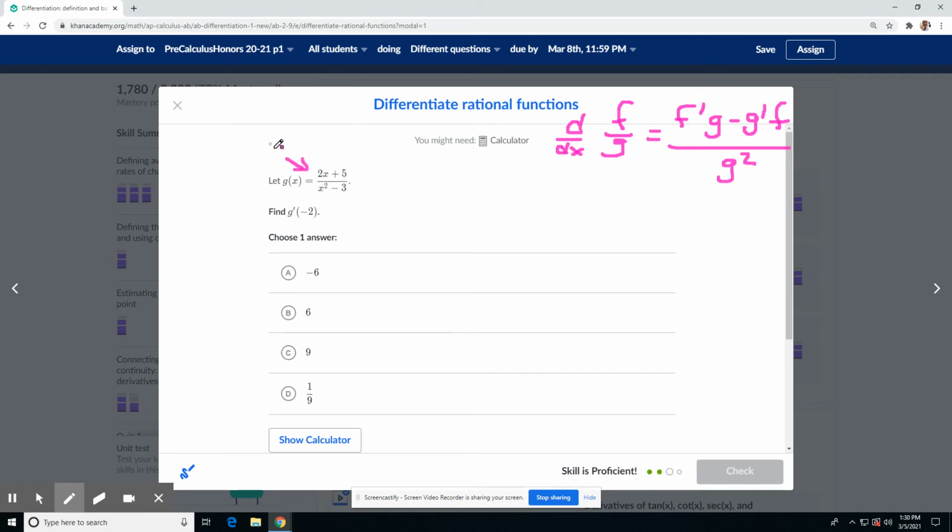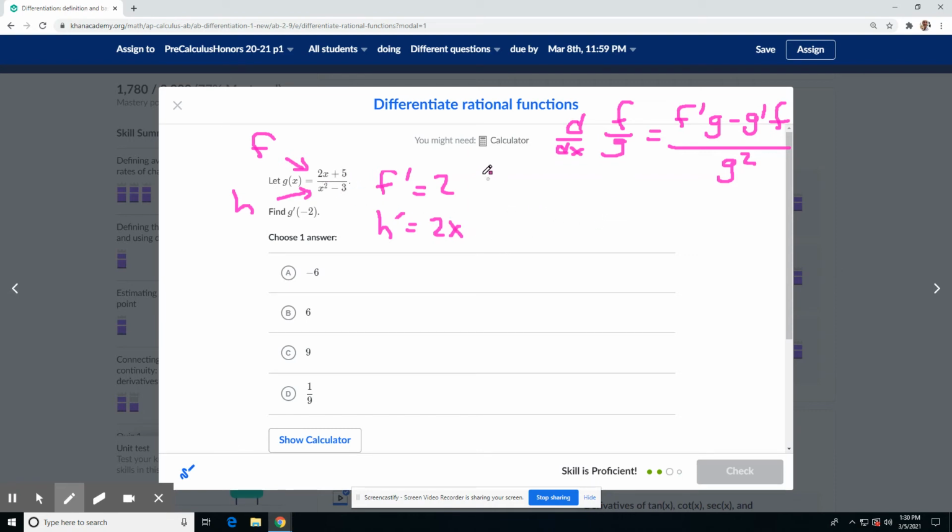That means the top is our f. The bottom I'll call h because they already have a g. I don't like to call things multiple letters, right? So let's also go ahead and find out what f prime is. F prime is going to be, the derivative of 2x is 2. Derivative of 5 is 0. And what's the derivative of h, the bottom? 2 goes out in front, 2x. 2 minus 1 is 1. Check. Derivative of negative 3 is 0.